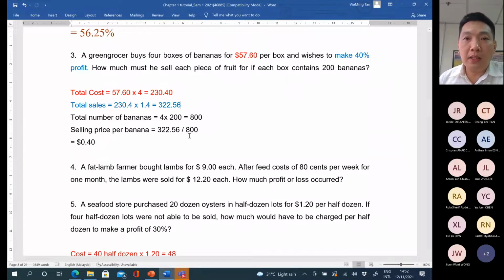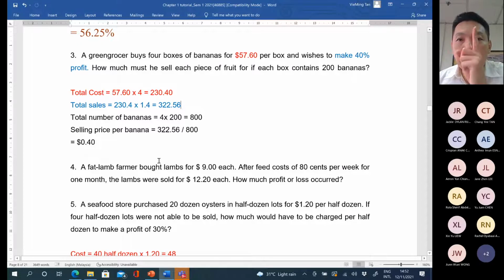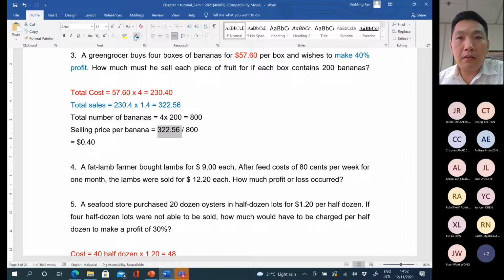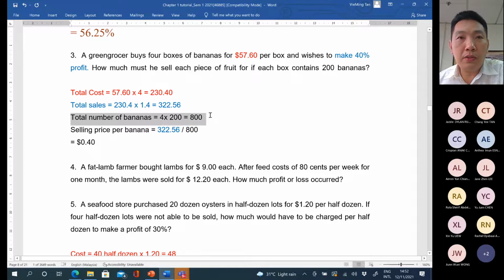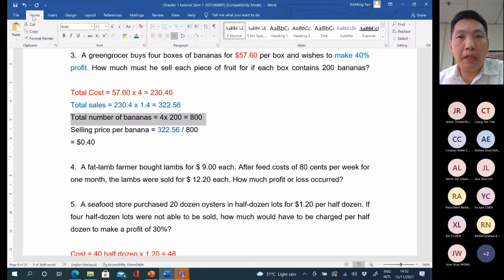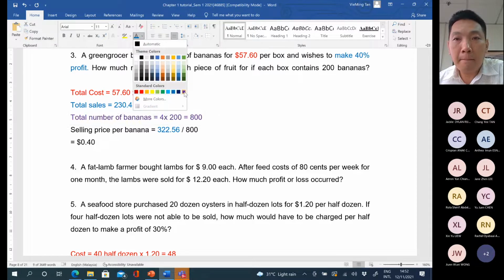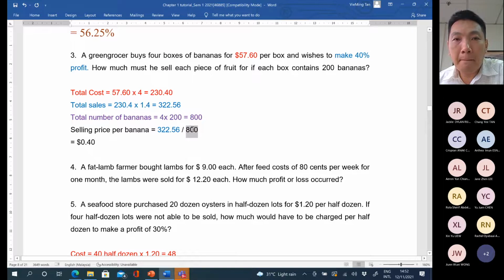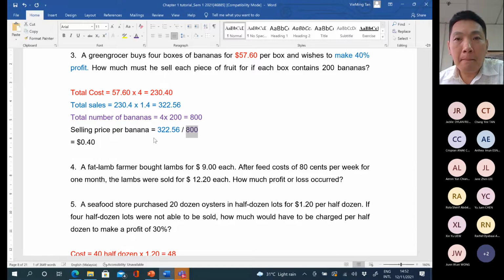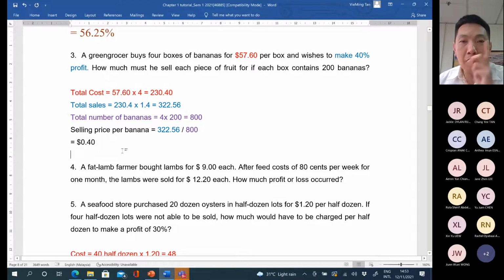So in order to calculate the selling price per banana, for one banana, what you can do is use the total sales, 322.56, divided by the total number of bananas inside the boxes. So the selling price for one banana is 322.56 divided by 800, so you get 0.40.